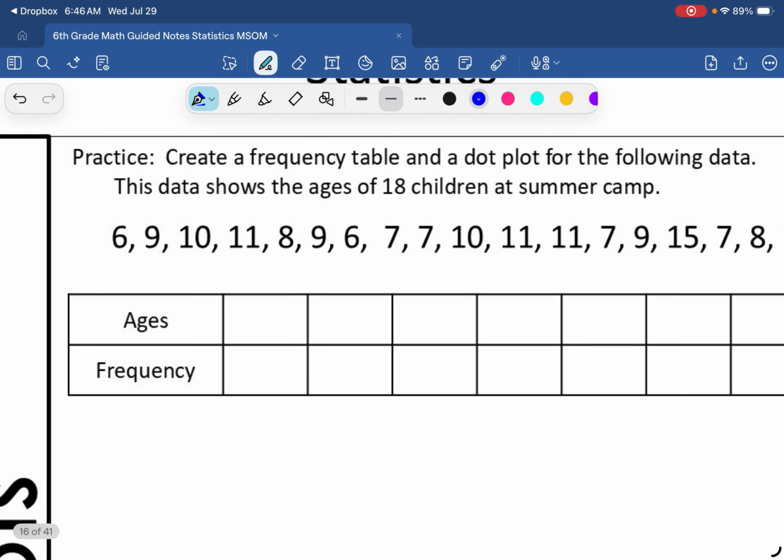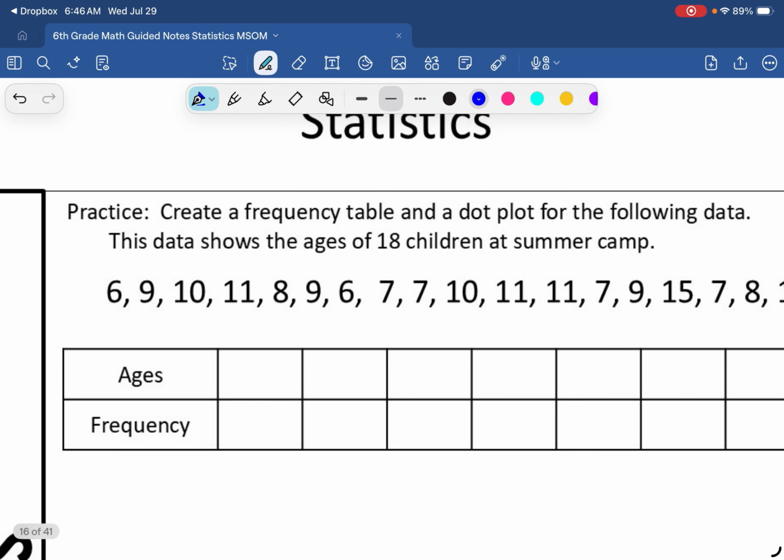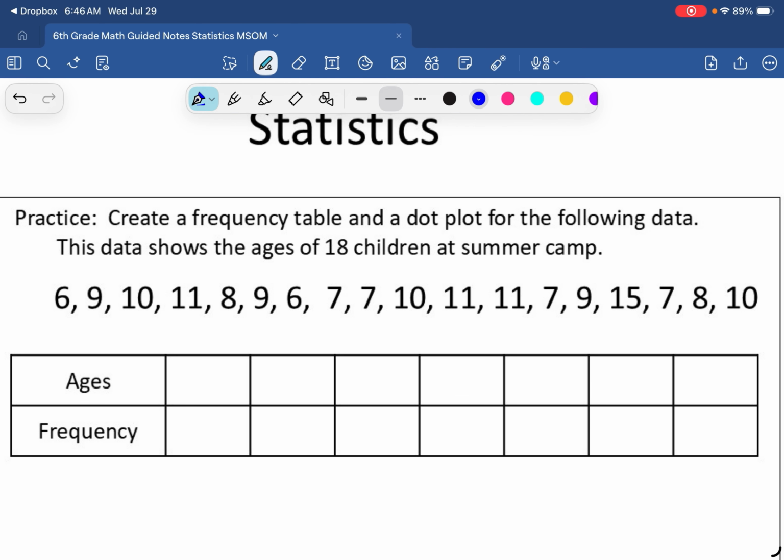Create a frequency table and a dot plot for the following data. So we need to write all my data points here that are in my numbers. So this is kind of a lot, but I'm just going to first look for my minimum, which is 6, and my maximum is 15. So I know it's going to go from 6 to 15. There's our 7, there's 8s, there's 9s, there's 10s, there are 11s. I don't see any 12s or 13s or 14s. So I don't need to worry about those numbers.